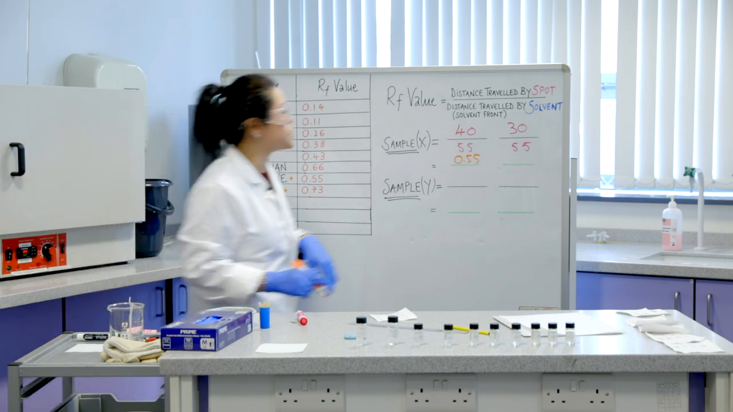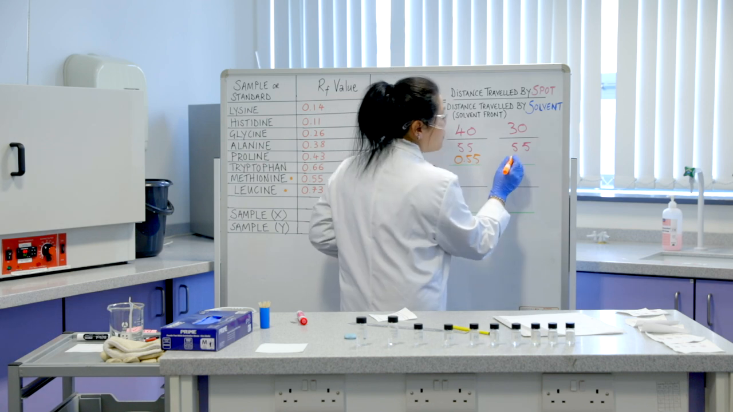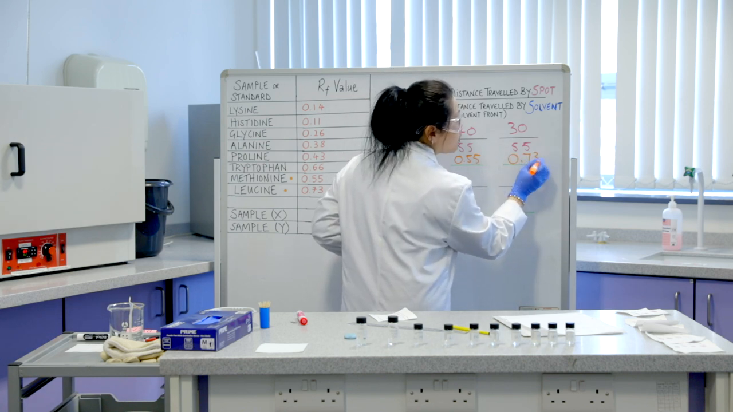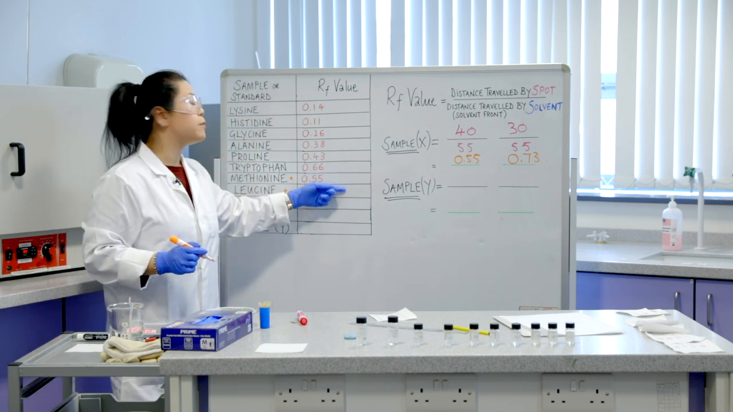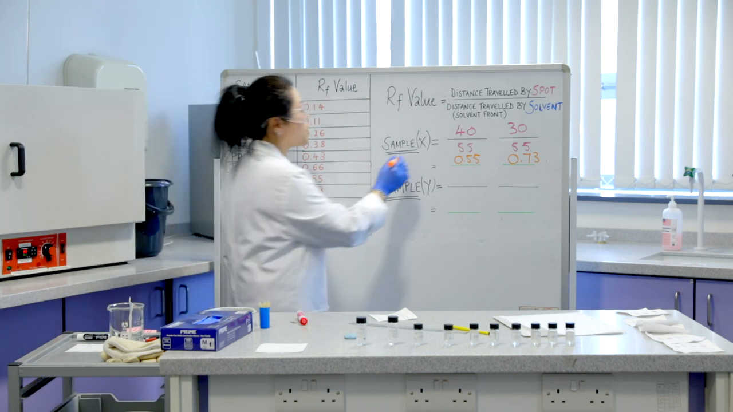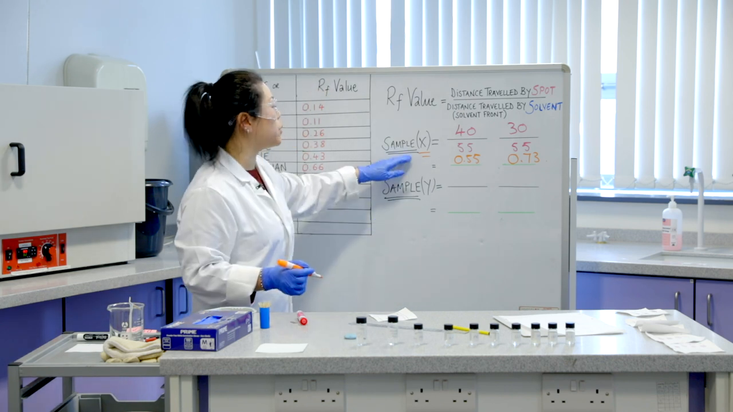So let's have a look at this. 30 divided by 55, unfortunately, does give the value of 0.73. Therefore, I know it's matched both of what we have. And we know that sample X does contain the illegal substance that we were after.